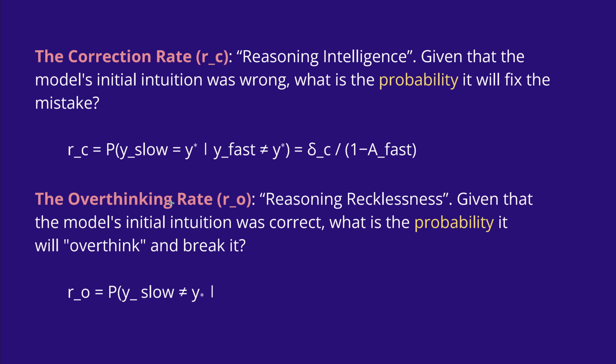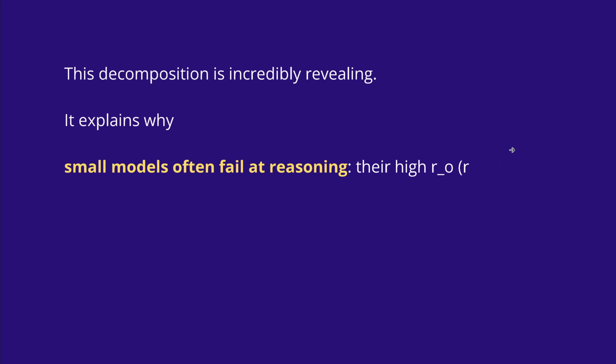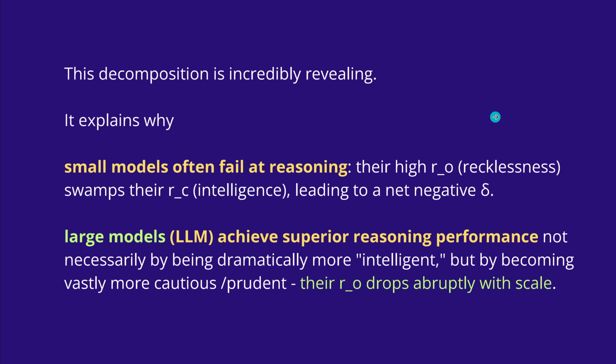And we do the same for the overthinking rate. Let's call it the reasoning recklessness. So given that the model's initial intuition was correct, you ask now: what is the probability it will continue to overthink this, and therefore break the reasoning process and arrive at an incorrect answer? And we get a simple formula for this. And now the interesting fact is that those rates are important factors that tell us a lot about the behavior of the model, because this decomposition of our delta into the rate and the two factors is incredibly revealing if you read this new paper.